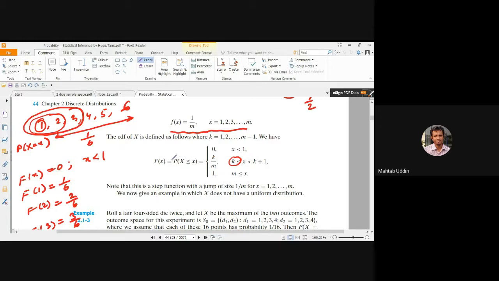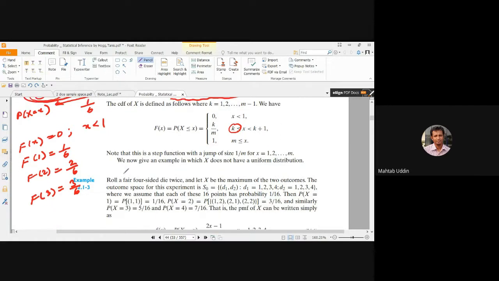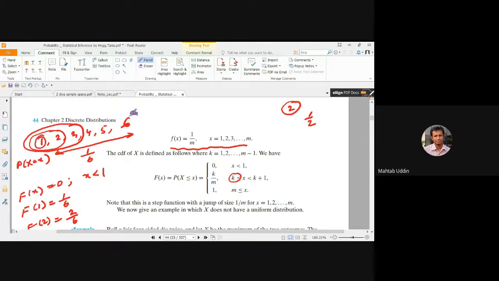Yes, sir. K by m. Now say it occupied all 6 elements, k = 6, so 6 by 6 is equal to what? 1. So when the full set is occupied, the probability is 1.